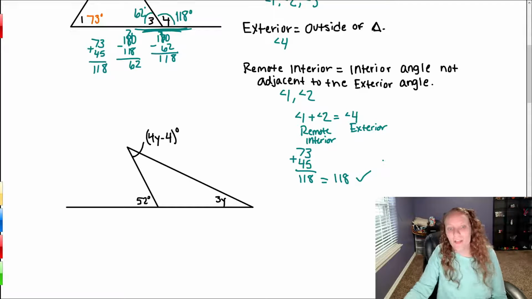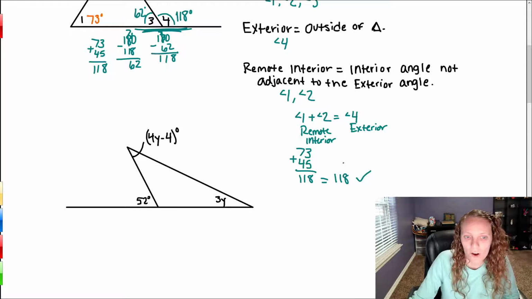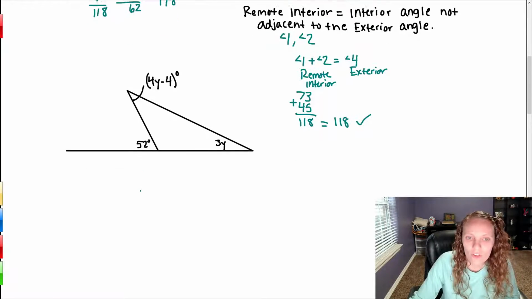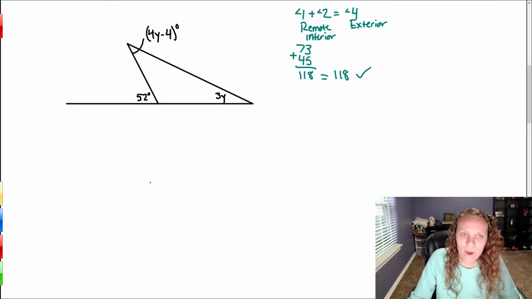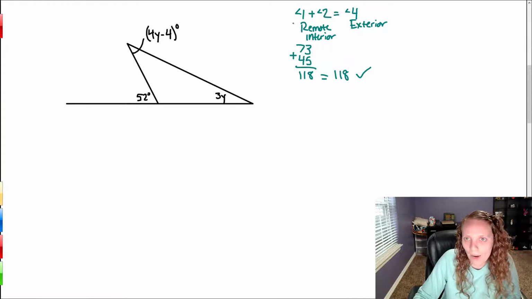That's going to help us with this next problem. On the next problem, our goal is to solve for the letter y. What does y equal? We're going to set up an equation and figure out what y is. Now remember right here, the remote interior angles, when you add those together, they equal the exterior. We're going to use this to help us set our equation up.